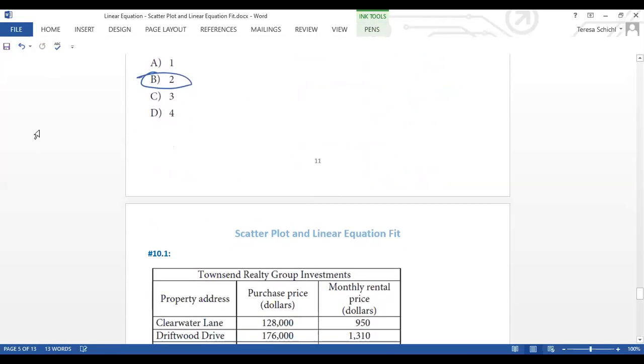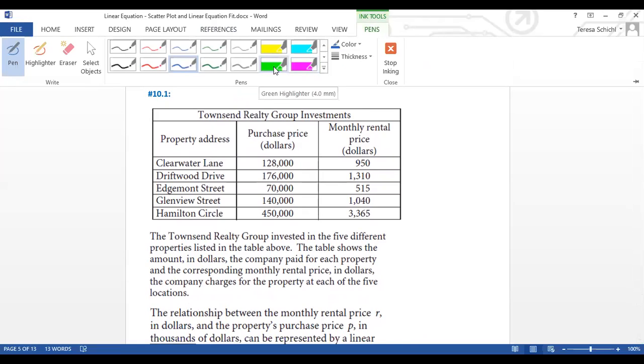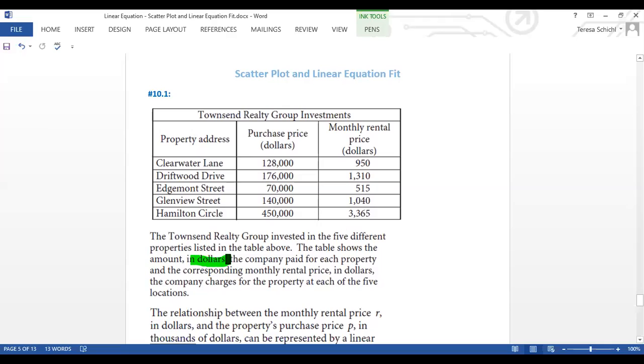Okay, let's take a look at the next one. This one, instead of a scatter plot, gives you the numbers. These types of problems look scary, but if you read it and highlight the key things, it's manageable. They said the Townsend Realty Group invested in 5 different properties, and the table shows the purchase price amount in dollars the company paid for each property, and the corresponding monthly rent in dollars.